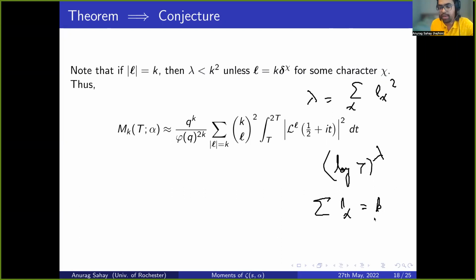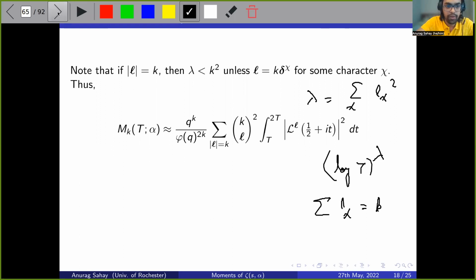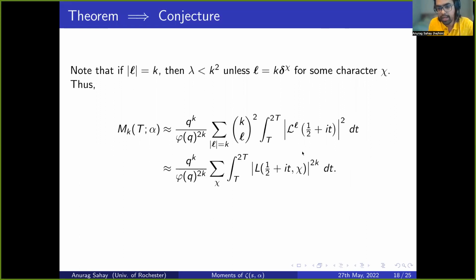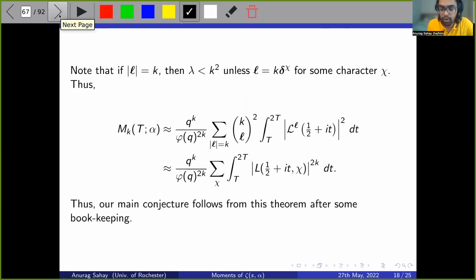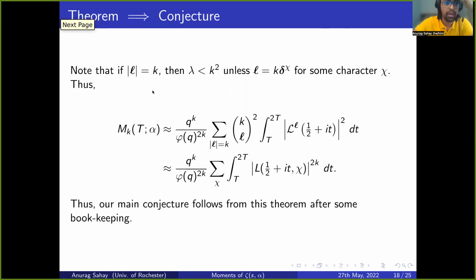And this is just some basic Cauchy-Schwarz. This lambda is largest precisely when all of the weight is concentrated on a single character, right? And if you plug that in, you end up getting that the one that matters most is when this product is exactly one L function raised to K. And then you just write down what this constant should be, do some bookkeeping, and the conjecture follows from the previous theorem.